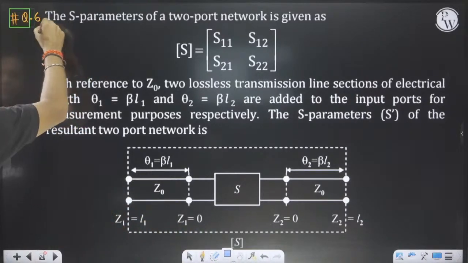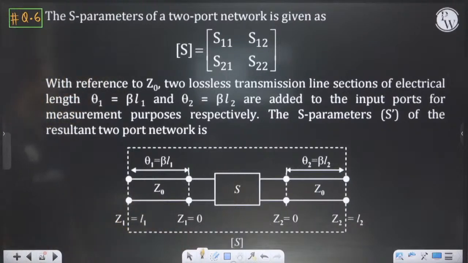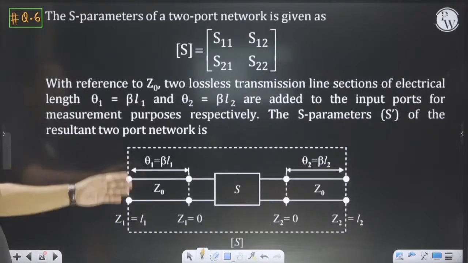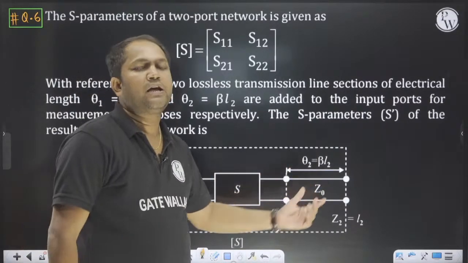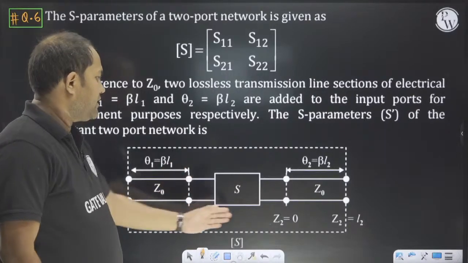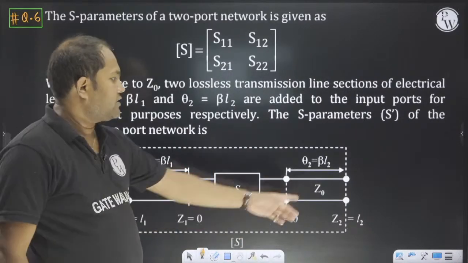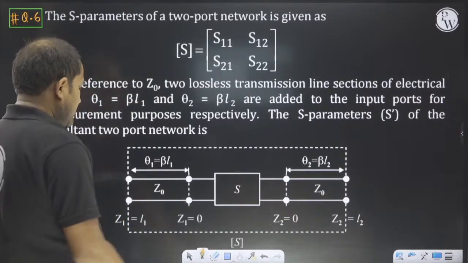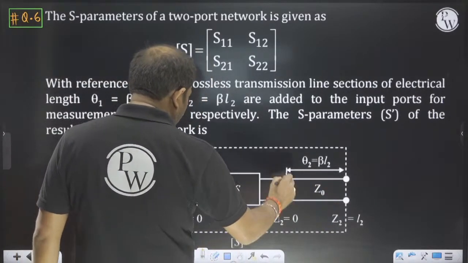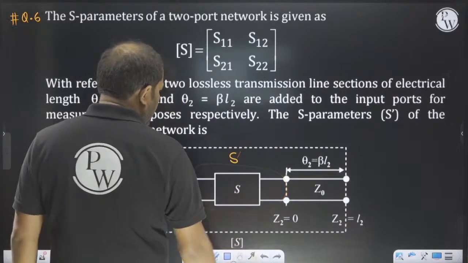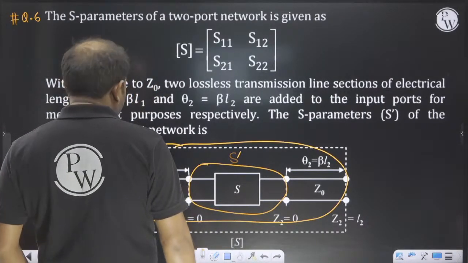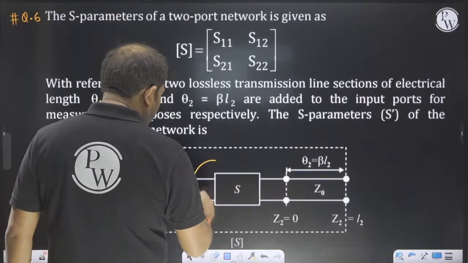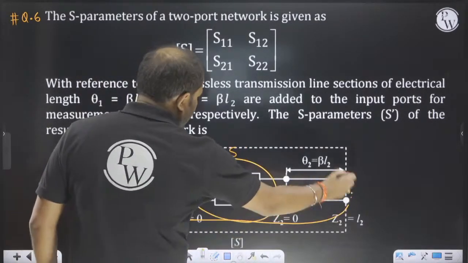S parameter. So what is the question? Here the S parameters S11, S12, S21, S22 of a two port network are given. Then some length L1 is added on one side, and some length L2 is added on the other. The S parameter for the original network is S, and the S parameter for the extended network is S dash.